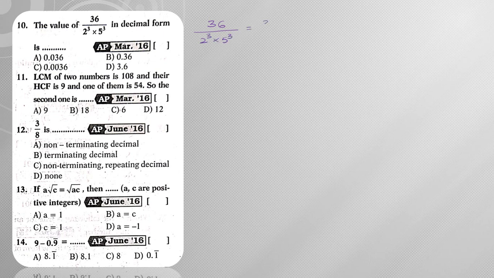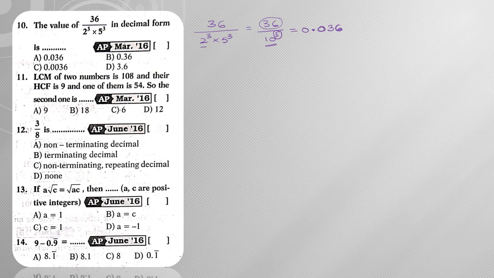So this I can write as 36 by 10 cube. So 36 by 10 cube. If you want to have it in decimal form, we have 10 cube in the denominator. Directly we can write 0 point. Since the power is 3, after the decimal point we should have 3 decimal places. Already we have 2 numbers in the numerator, so we need to add 1 zero to make it 3 decimals. So the answer is 0.036.